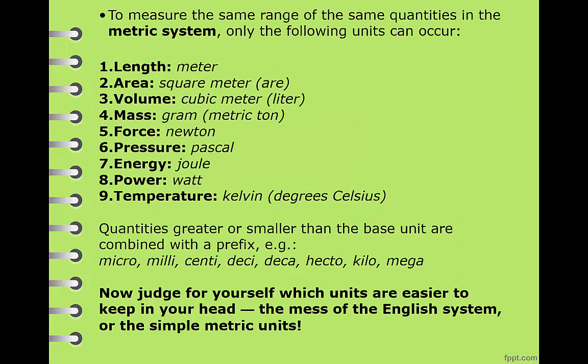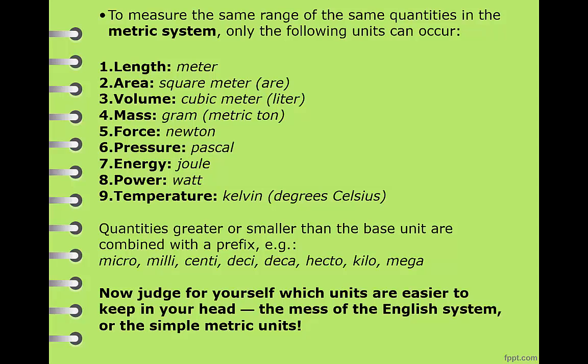If you want to measure that same range of the same quantities in the metric system, these are your units. For length, you've got meter. For area, it's a square meter. Volume, cubic meter. Mass is a gram. Force is a Newton. Pressure is a Pascal. Energy is a joule. Power is a watt. Temperature is Kelvin.